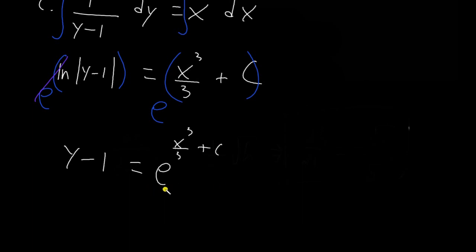And let's use a bit of algebra here. e to the x cubed over 3 plus c, if we split this up into two different exponents, we'll get e to the x cubed over 3, and then we'll get e to the c, right? Because if you have two exponents in the same base, it's like you're adding the exponents. So we kind of undid that property here.